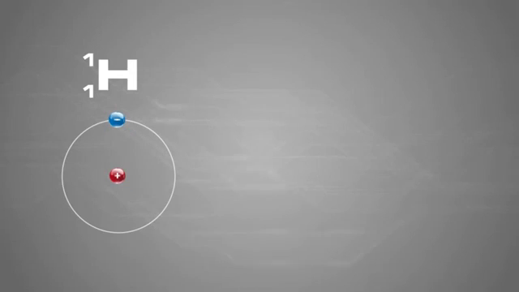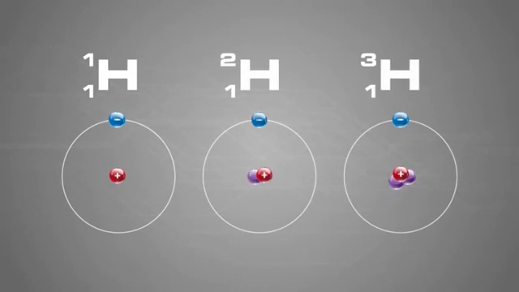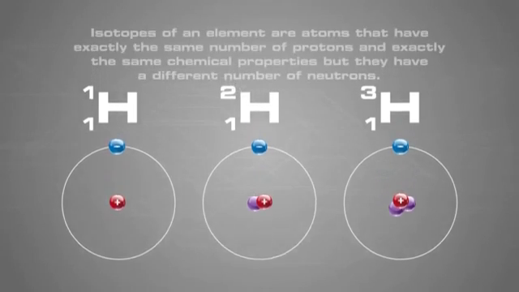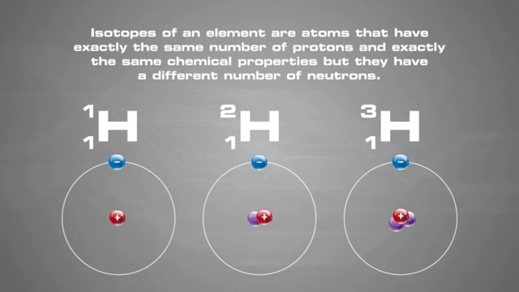The most abundant isotope is hydrogen with 1 proton and 1 electron. There are, however, 2 other isotopes, one with an additional neutron and a third with 2 additional neutrons. Isotopes of an element are atoms that have exactly the same number of protons and exactly the same chemical properties, but they have a different number of neutrons.